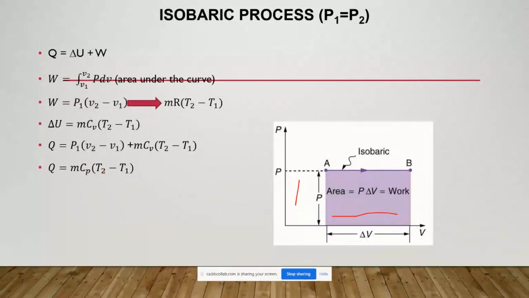You don't need to worry about all of this. All I want to show you is where these formulas are coming from. I don't have to teach you how to derive them, but just to show you, when we say that Q for an isobaric process is equal to m Cp delta T, this is where it's coming from.